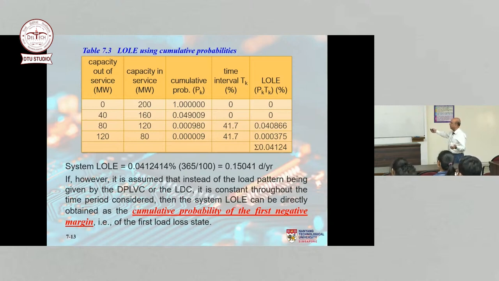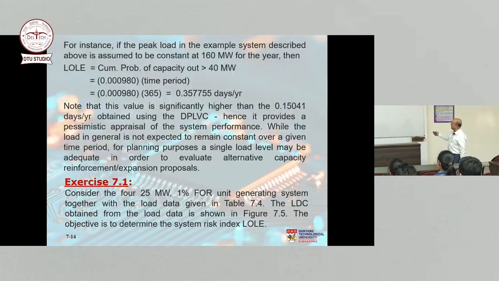When we have 40 megawatt out, we are still okay, no loss of load. When we have 80 megawatt or more out, then the cumulative probability is 0.000980, correct? So if the load is constant at 160 megawatt, my loss of load expectation is 0.000980, of course as a percentage. So you need to multiply it by 365 and this is what you get. So the risk in this system is 0.35 versus 0.15, more than double.